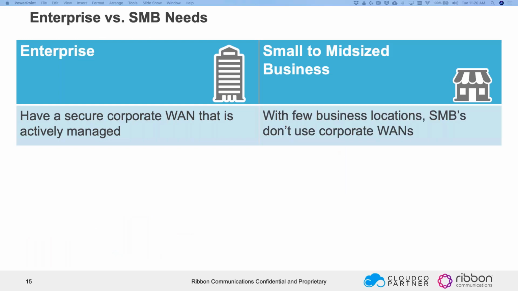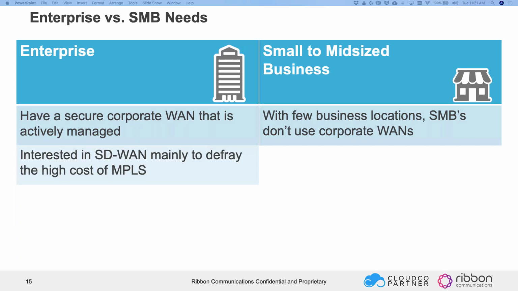So we compared the two types of customers as to what they need in each segment. Enterprise customers have a secure corporate WAN, they actively manage it, they have a staff and a team that can actively manage it. In fact, a lot of large enterprises buy their own SD-WAN software and operate independently of a carrier. Small businesses, just the opposite. In fact, many small businesses are probably relying on you as a partner to give them their IT and their voice solution and their IT and voice expertise, right? That's why they come to you as partners.